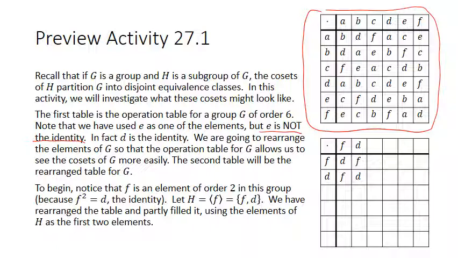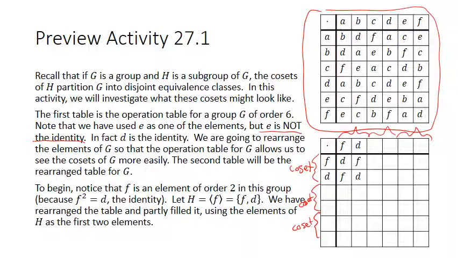So the activity here is that we're going to rearrange the elements of G so that the operation table allows us to see the cosets of G more easily. So basically we're going to group this into one coset here, and then another coset here, and then another coset down here. That's how we're going to rearrange them, and then we'll have the same structure up here.